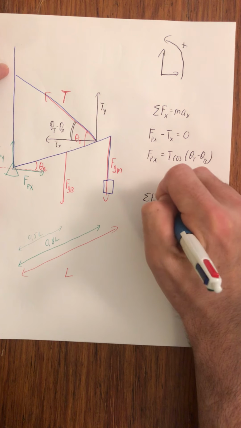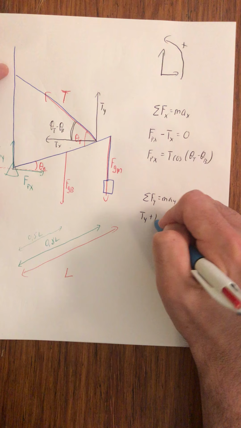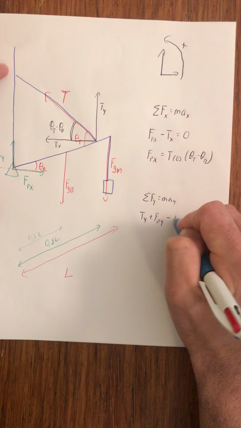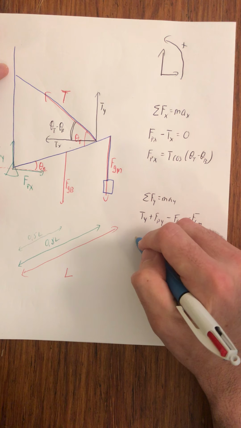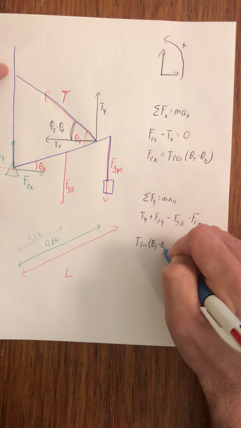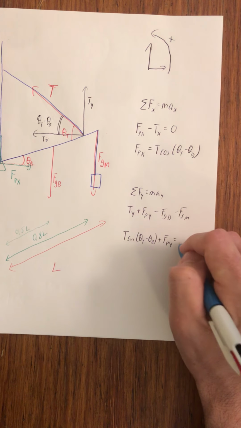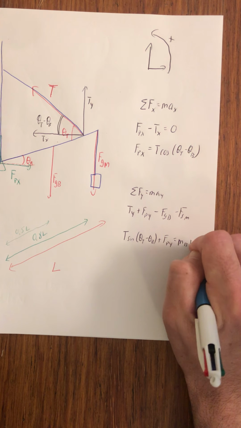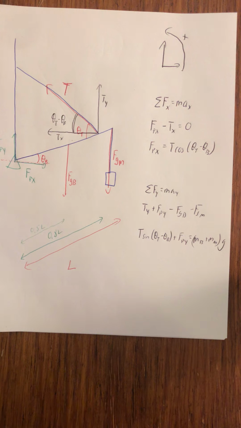Sum of forces in the Y is equal to MAY. I've got TY plus FPY minus FGB minus FGM. Or once again, T sine of theta T minus theta B plus FPY is equal to MB plus M quantity G. Nothing very interesting there. But things get a bit more interesting when we go to construct the torque equation.